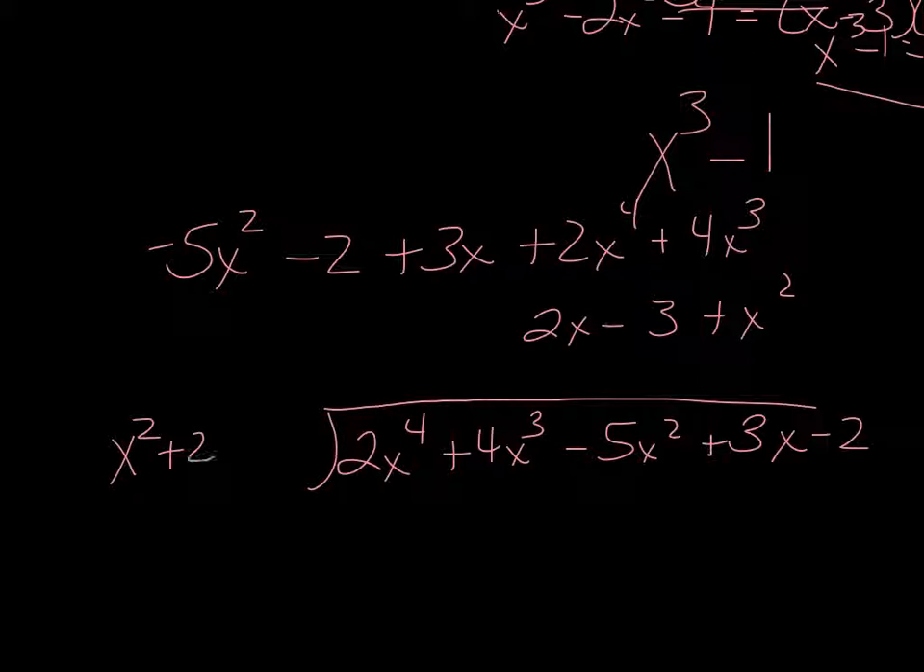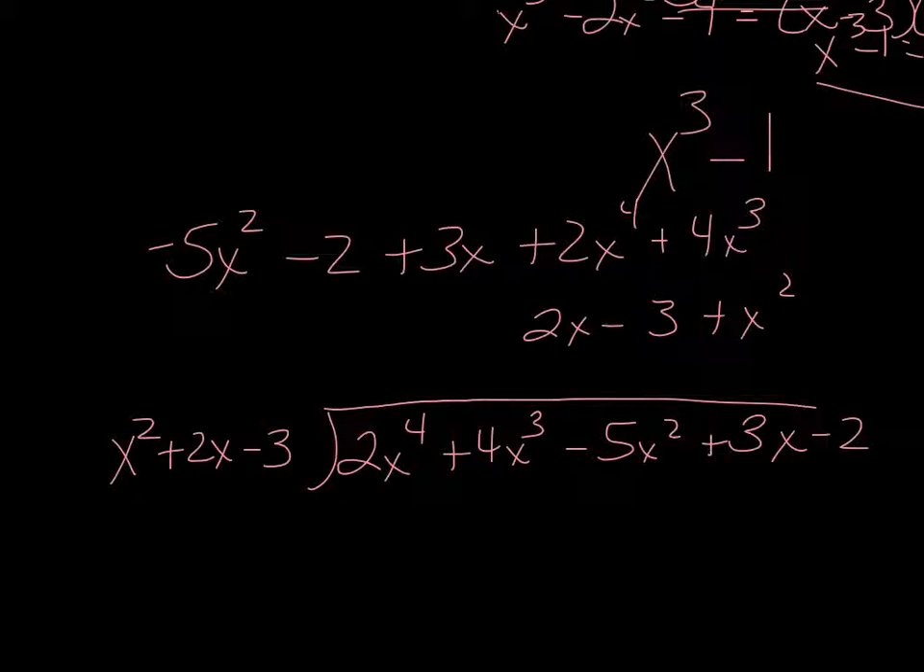Notice the outside the box is the divisor, inside the box is the dividend, and your answer is the quotient. So under the house is the dividend. Under the house is the dividend. All right, so how many times does x squared go into 2x to the fourth?